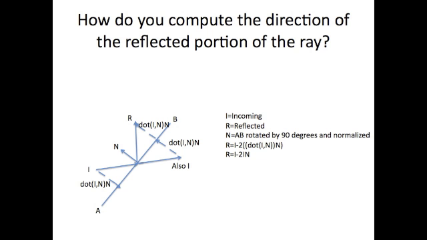To compute the direction of the reflected portion of the ray, we'll just start with what we have. We have I, which is your incoming vector, and then you also have your normal of AB. So you can see that the dot of I and N scaled by N is, you can see that down by where A is, but then you can also see that I is just vectors so that you can move it. So you end up figuring out that if you subtract the dot of I and N scaled by N twice, then you get your R, which is your reflected ray.